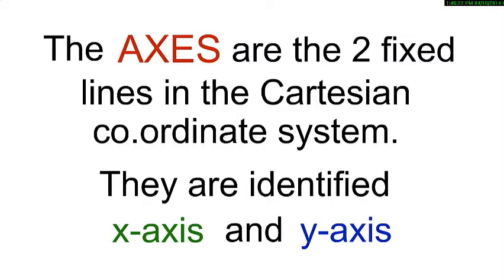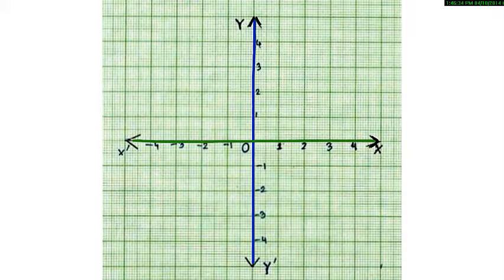The axes are the two fixed lines in the Cartesian coordinate system. They are usually identified separately as the x-axis and the y-axis. Look at this picture. The x-axis and y-axis have been plotted for you. Are the two axes set at right angles to each other?